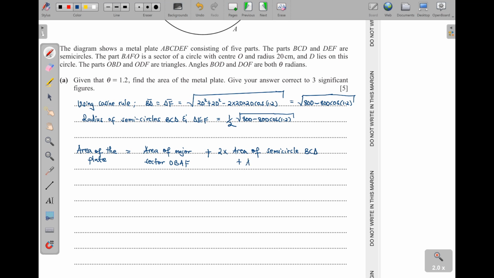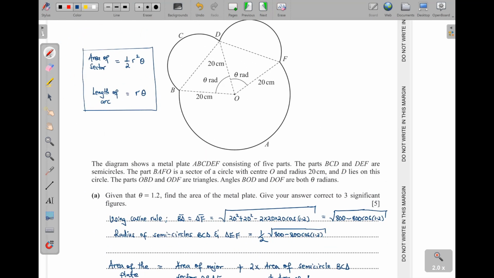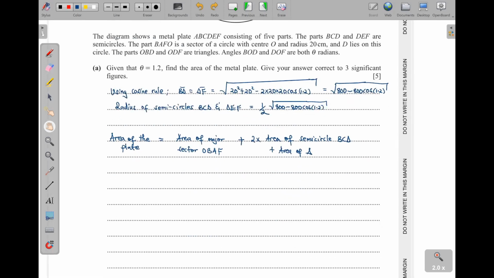Then plus also area of triangle. The triangle, I can take OBD. So remember, I'm also multiplying it by 2. OBD. So this 2 here is multiplying those. Okay. Now, area of the major sector.